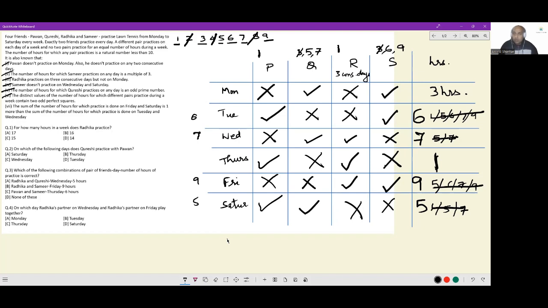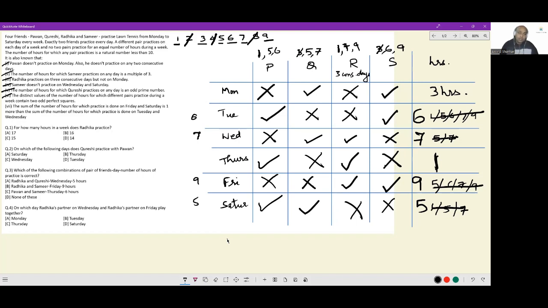And now, not only for Qureshi and Samir, we have the 3 numbers for which they practice. We also have it for Pawan. We have 1, 5, and 6. And for Radhika, we have 7, 1, and 9. So 1, 7, and 9. We have everything available that we can potentially get. Let us get to individual questions.